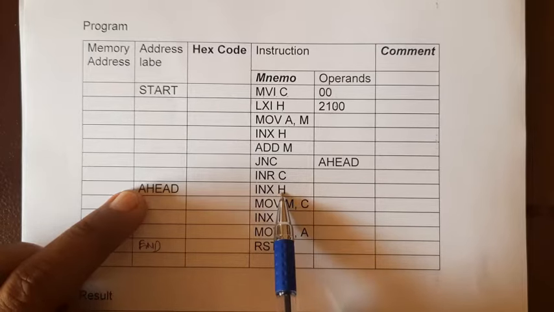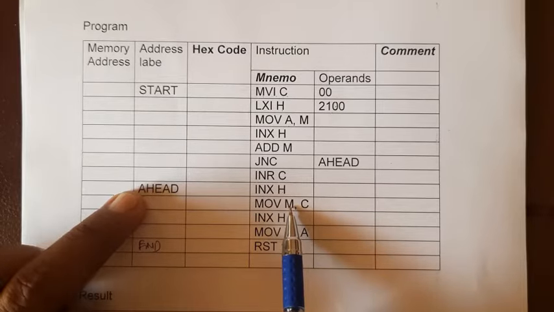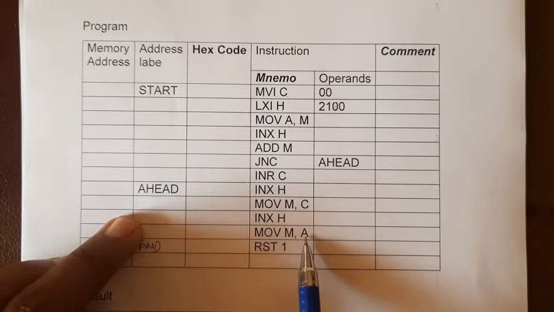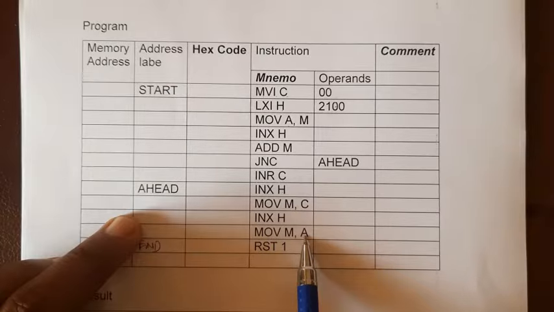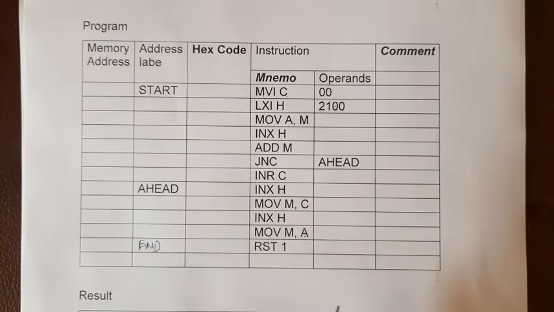INX H. Now we will have to point to the memory location 2102. Move the carry into that 2102, that means it is the MSB, in the form of carry. Again increment the HL pair. Store the data from the accumulator to the memory, that is 2103, and in the accumulator there is the sum. Therefore the sum will be stored at 2103 and the carry will be stored at 2102, and then it is RST 1, that is we will stop the execution of the program.